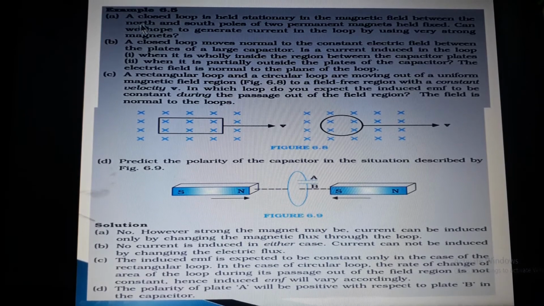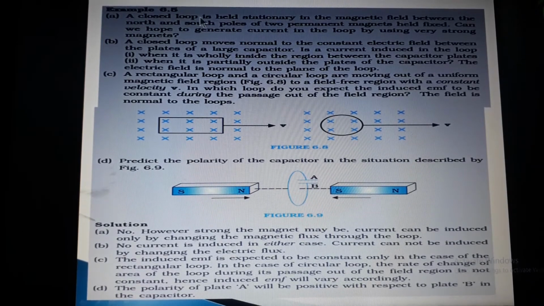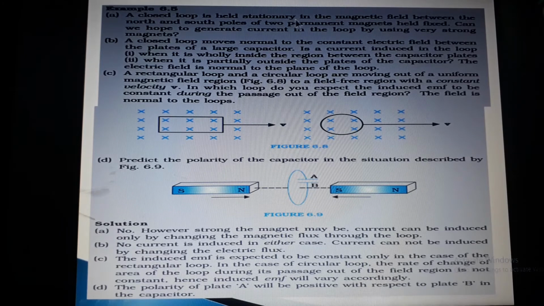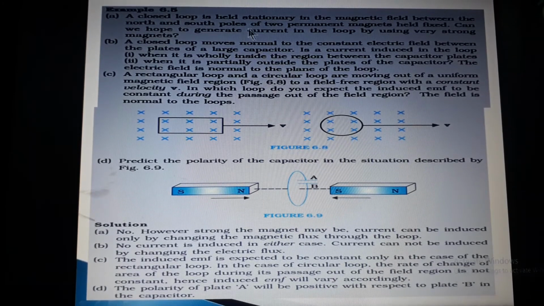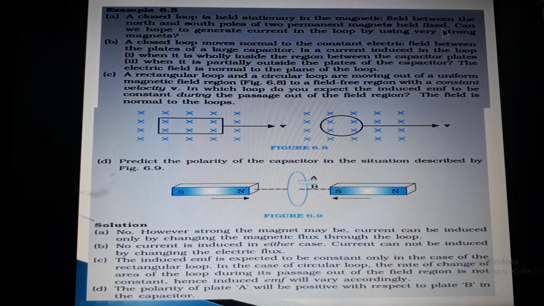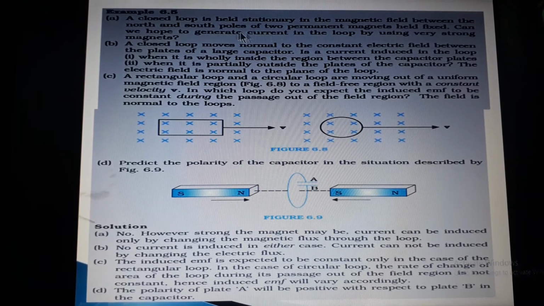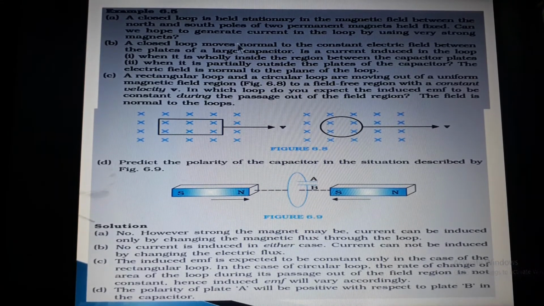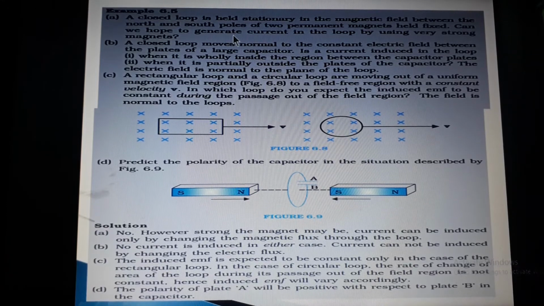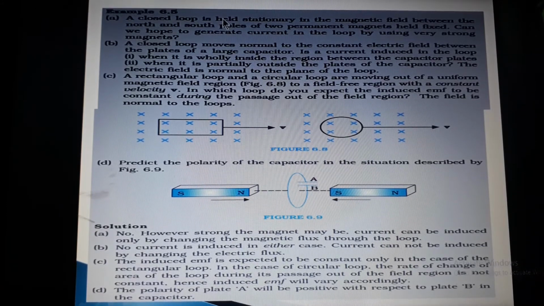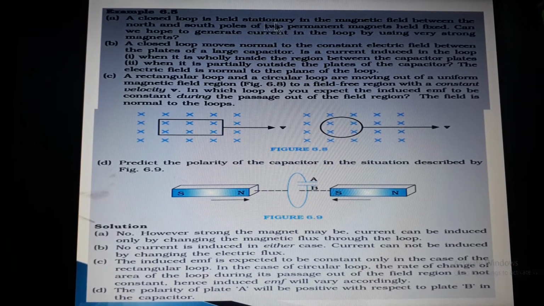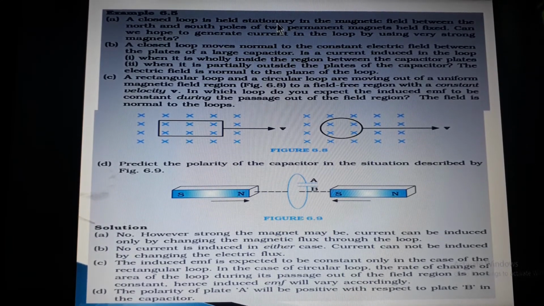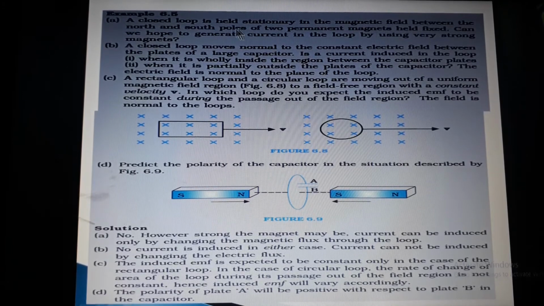What the example wants to say is this: a closed loop is held stationary in the magnetic field between the north and south pole of two permanent magnets held fixed. Can we hope to generate current in the loop by using very strong magnets? The question is that a closed loop is held stationary in the magnetic field between the north and south poles.